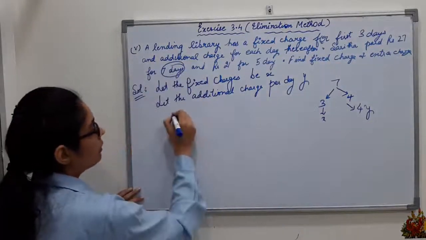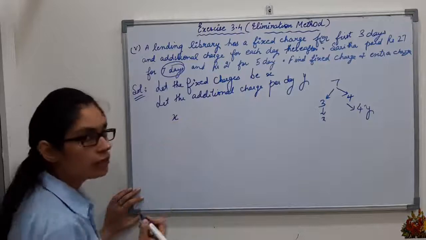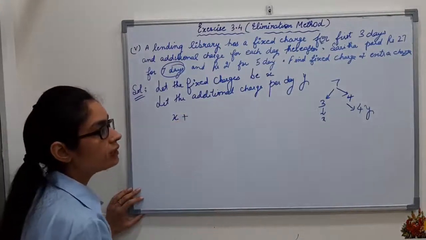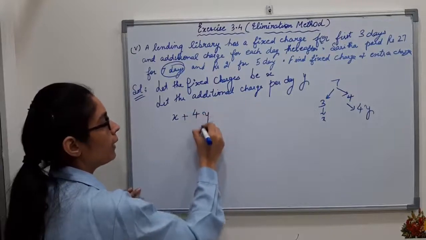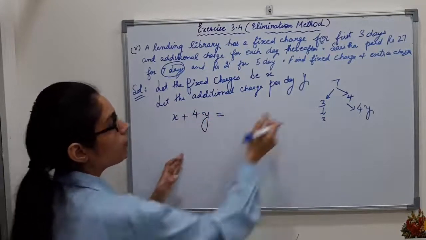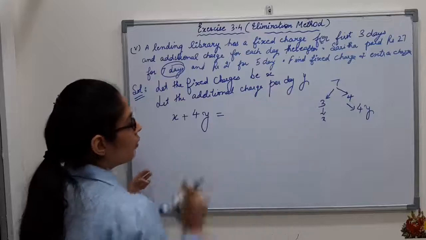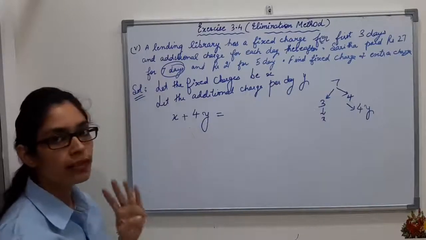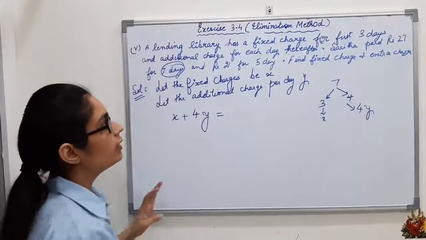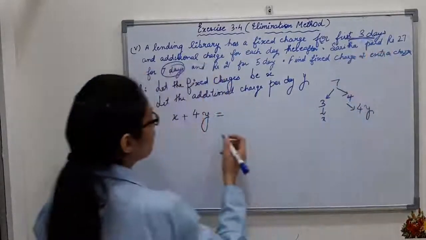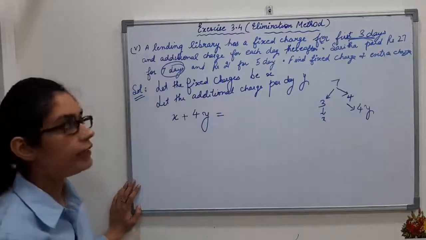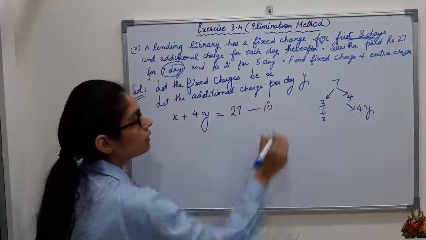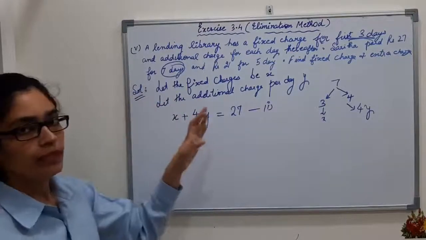This means for first 3 days she has paid x amount, and remaining 4 days she has paid 4 into y. Because we have assumed per day cost is y, and she has paid for 4 days because first 3 days are fixed. So total she has paid for 7 days, that is rupees 27. This is my first equation. In the same way, we'll find the next equation.